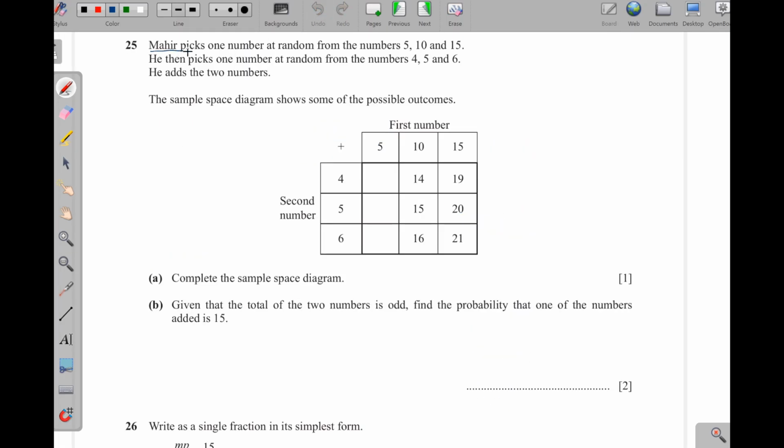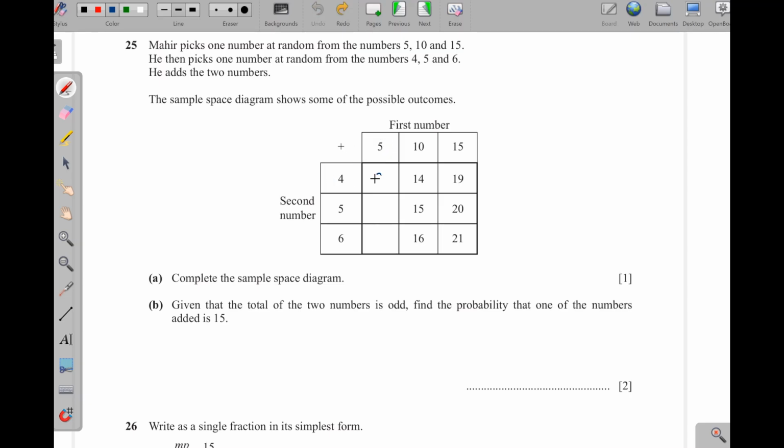Question 25. Mahil picks one number at random from the numbers 5, 10, 15. He then picks one number at random from the numbers 4, 5, and 6. He adds the two numbers. The sample space diagram shows some of the possible outcomes. So this is the one here. Then they are telling us to complete the sample space diagram. So you just get this plus this.